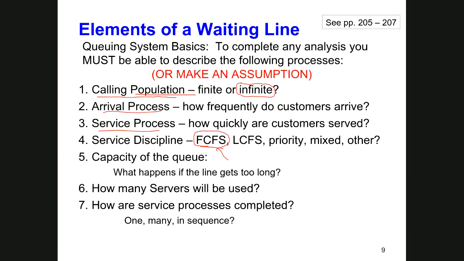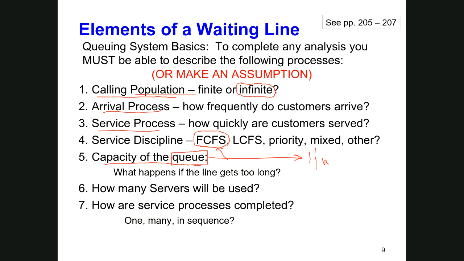The next thing that we're going to need to know is what is the capacity of the queue. In other words, and again, let me pause here. The word queue, if you're not familiar with it, is an English word, and a queue just means a line, a waiting line. It's just a line.